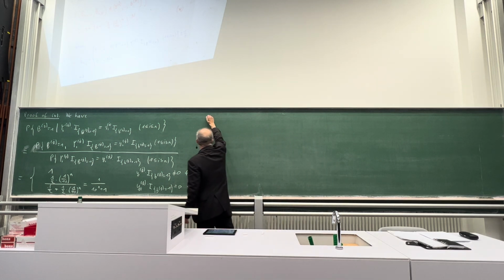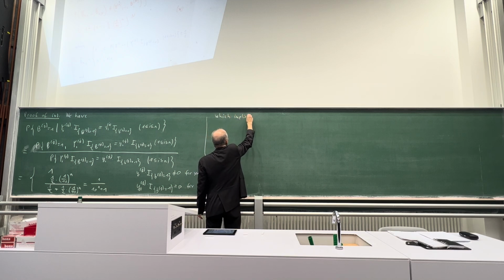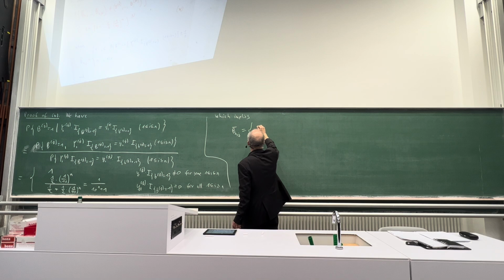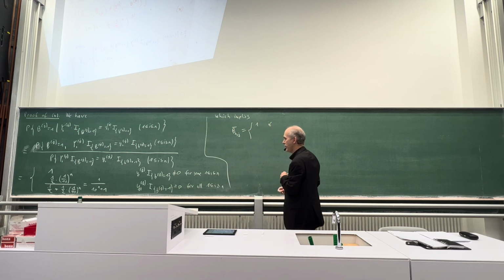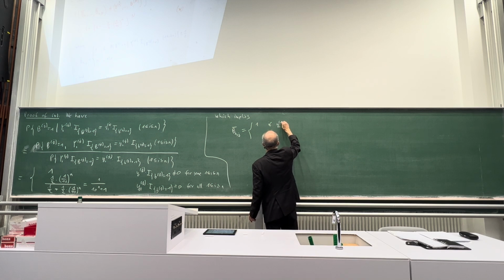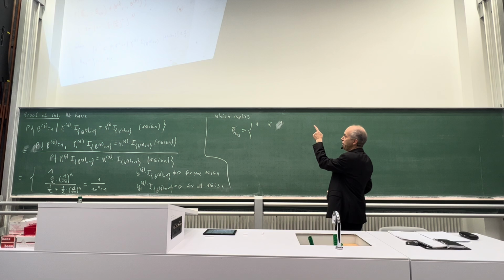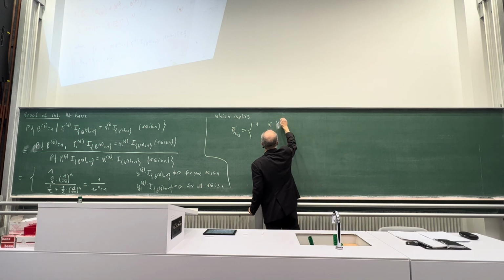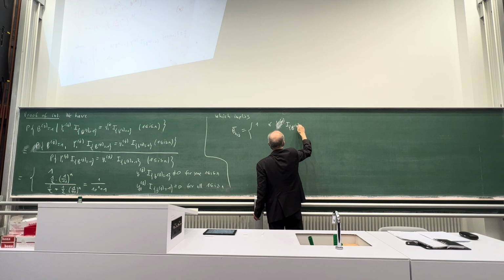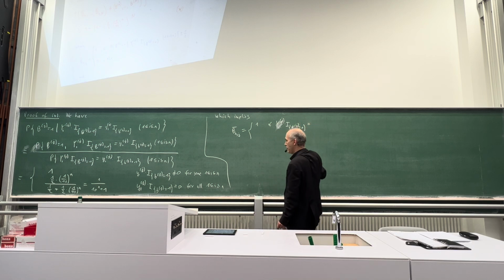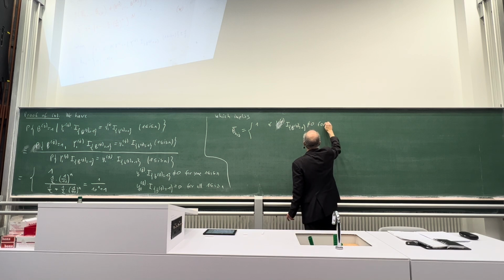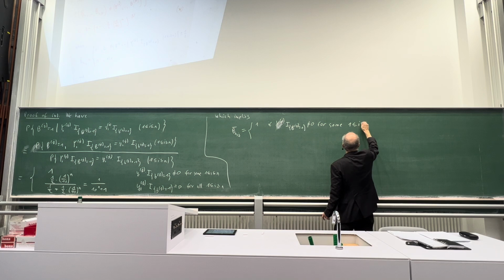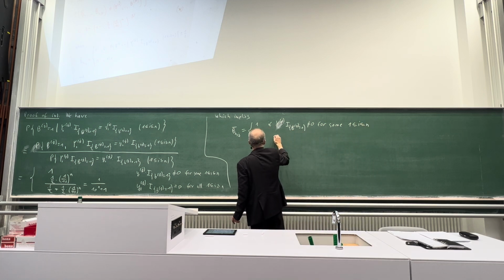So we have this one, which implies Bn bar is either 1 if this Yij, oh no, but now I make it with capital, with random variables, Yij times the indicator function, which is 1 if this is not 0 for some i, and 0 otherwise.